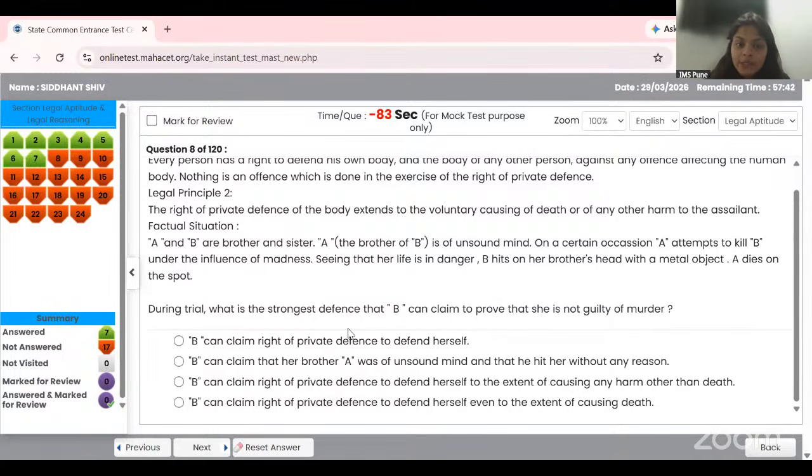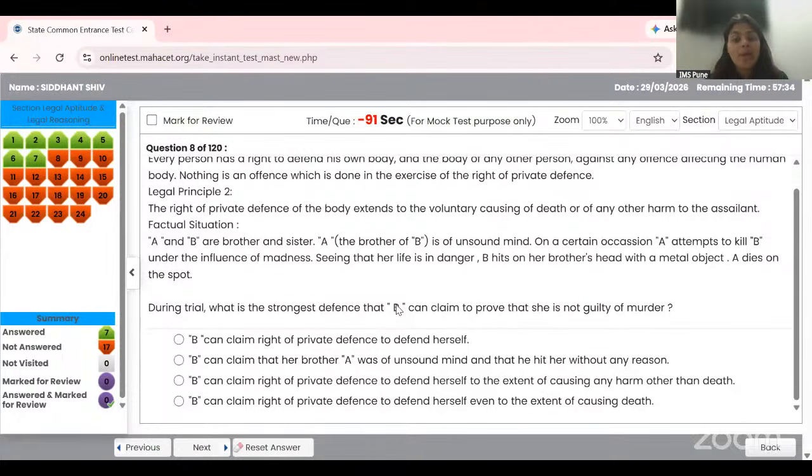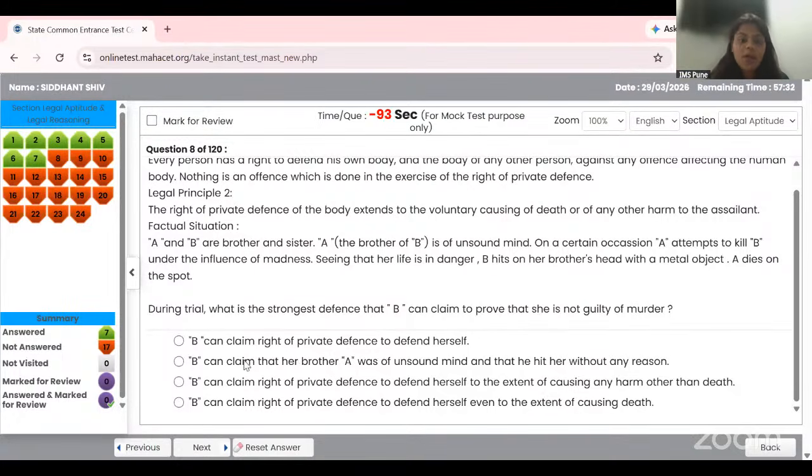So now during the trial, what is the strongest defense that we can take? The entire principle is talking about private defense. We have to figure out what is the best defense available for her. So first is we can claim the right to private defense to defend herself. Okay. Let us look at the other option.